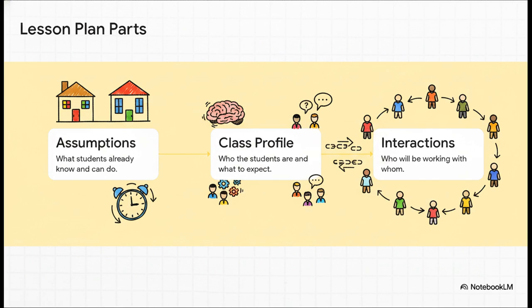First up, it starts with assumptions. This basically means figuring out what we assume the students already know how to do. For example, before I can teach them how to describe the rooms in a house, I have to assume they've already mastered colors and maybe the present continuous tense. Building right off that baseline, we define the class description, and finally, we choreograph the interaction patterns.